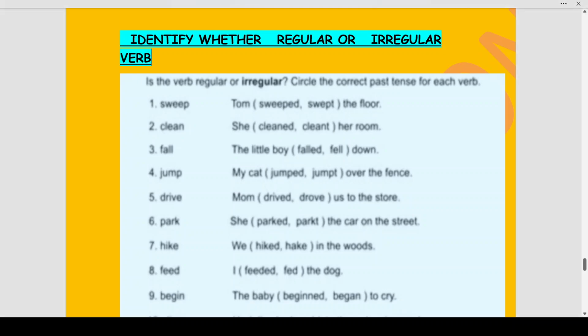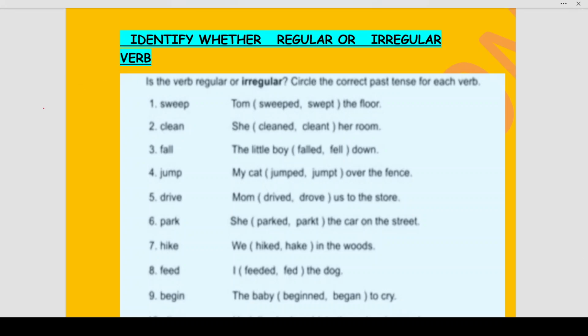Hello students. Today we shall do a worksheet on identifying whether the verb given is a regular verb or an irregular verb. And we will circle the correct past tense for each verb. Now the first sentence is sweep. The sentence says Tom swept the floor or swept the floor.